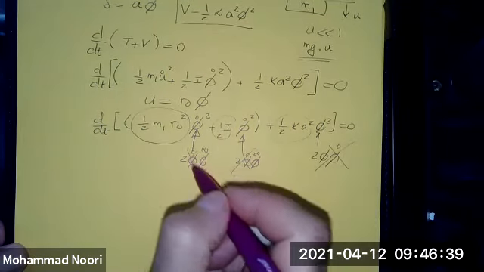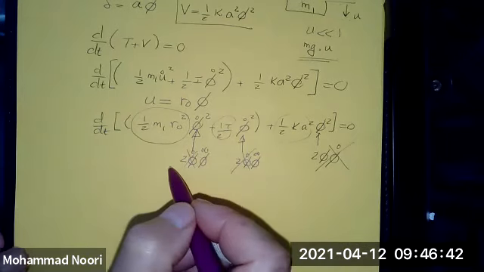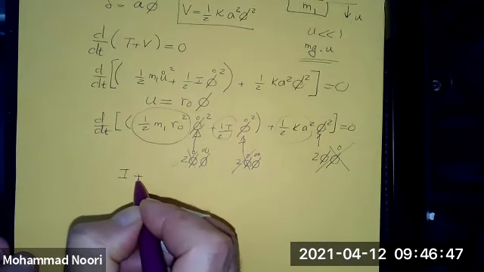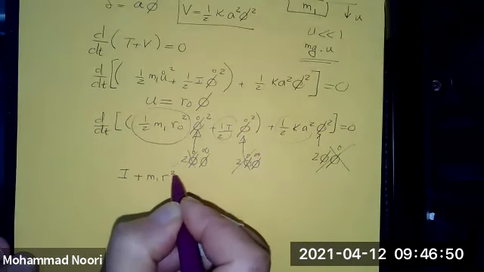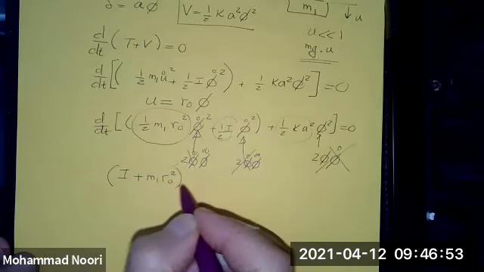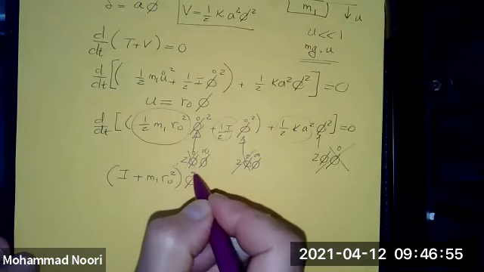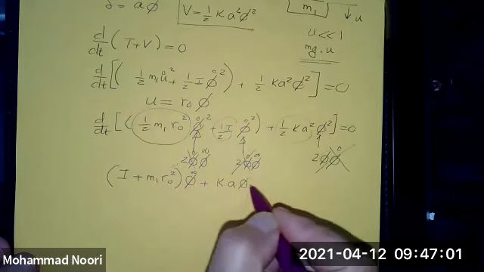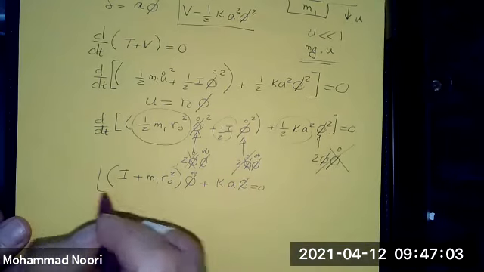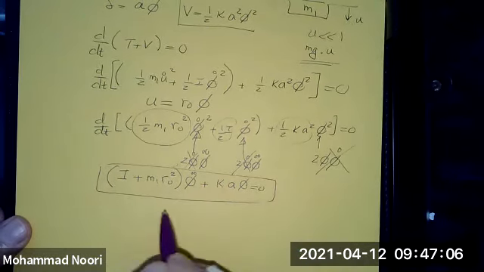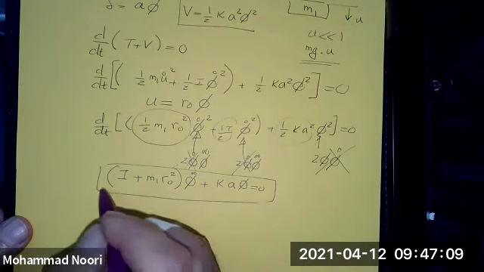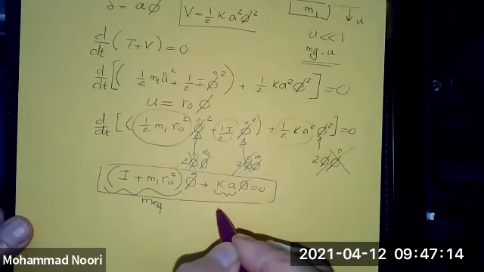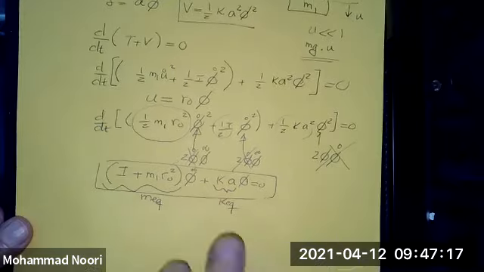So phi dot cancels out. Simplifying this, you get I plus m1 r naught squared times phi double dot plus k a squared phi is equal to 0. You can see that this is the equation of motion. This is the mass equivalent, and this is the k equivalent.